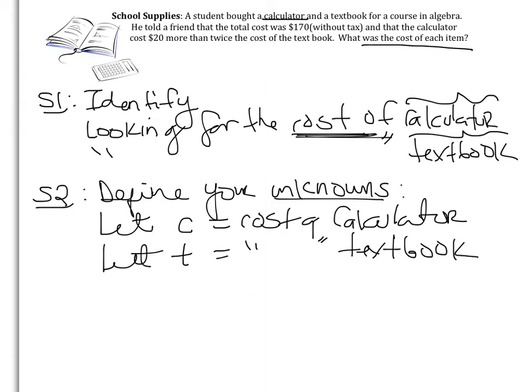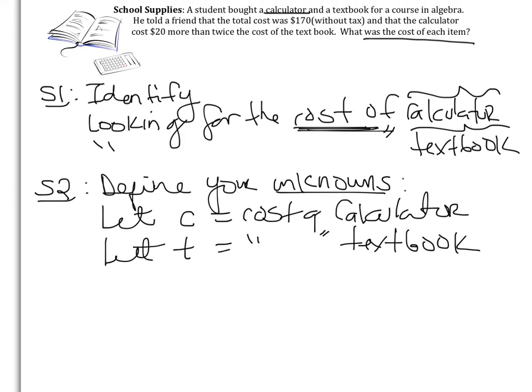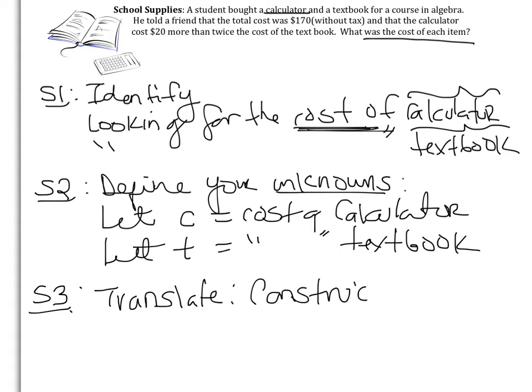Okay, so we've defined our unknowns. That's another 2 points. And let's see, what else do we have? So let me write step 3. Step 3 is translate, or in other words, construct your system of linear equations. So what do we have? We have calculator, textbook, and algebra.